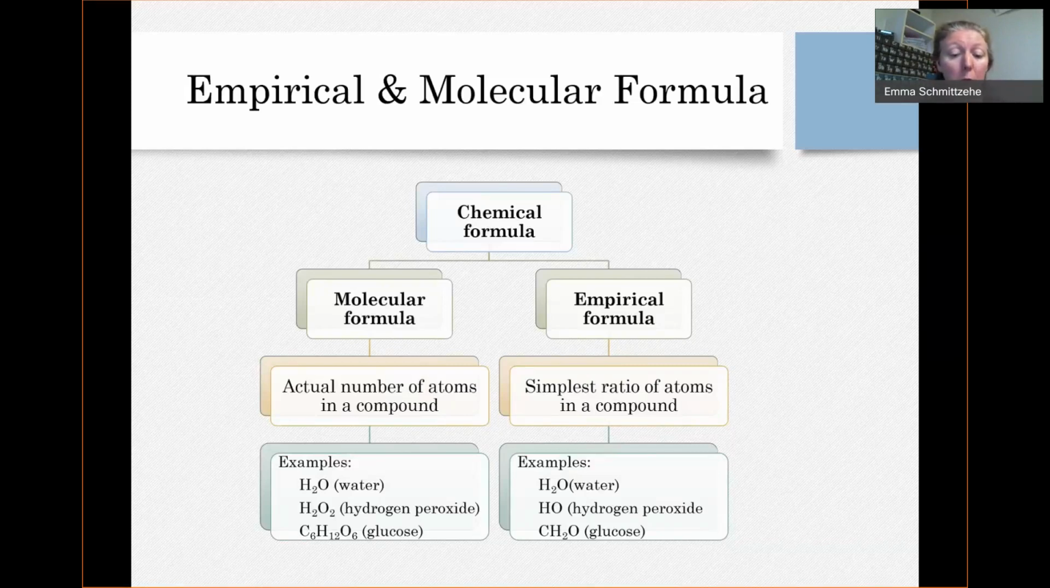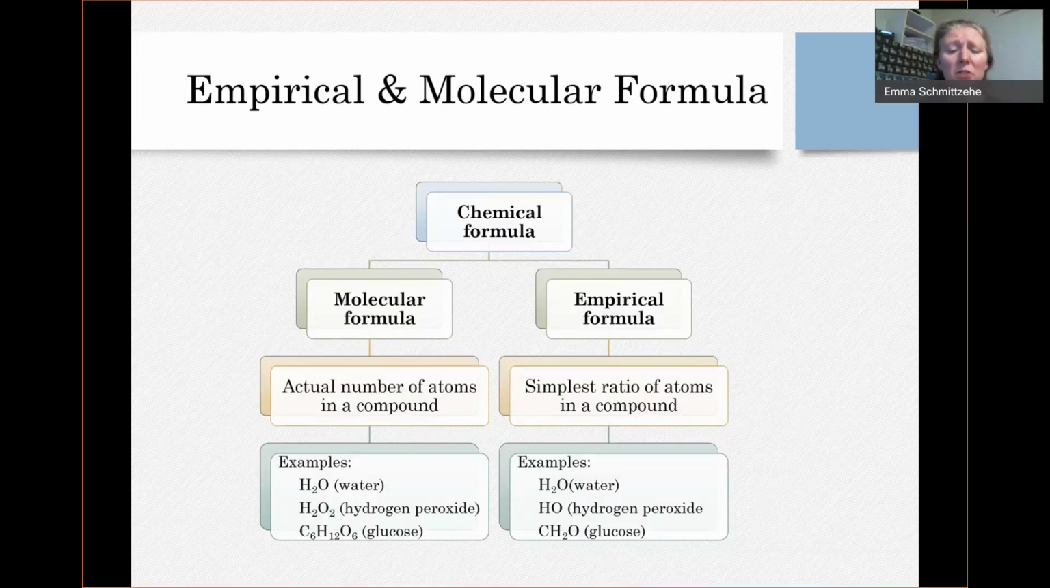Another example would be glucose. A glucose molecule contains 6 carbons, 12 hydrogens, and 6 oxygens. Okay? And so C6H12O6 would be the molecular formula of glucose, whereas 6 to 12 to 6 is not the smallest ratio of atoms. 1 to 2 to 1 would be the simplest ratio because each of those 6, 12, and 6 can be divided by 6 to reduce them down to a smaller ratio. Okay, so CH2O would be the empirical formula of glucose. So it's just a scaled down version of the chemical formula.